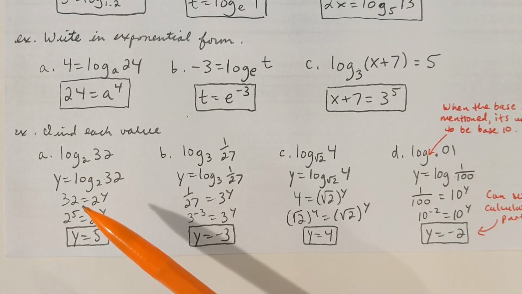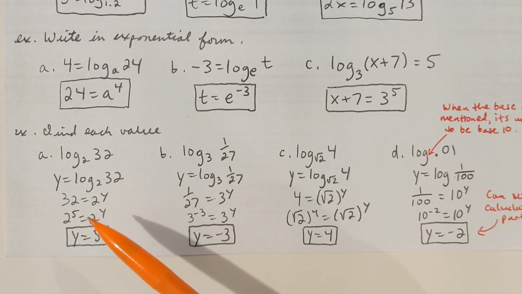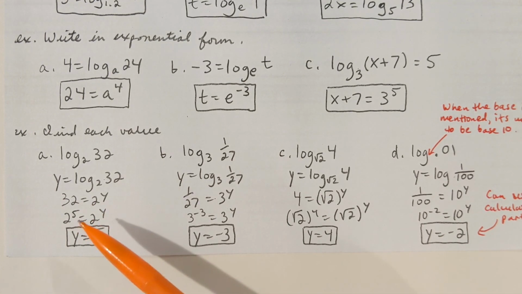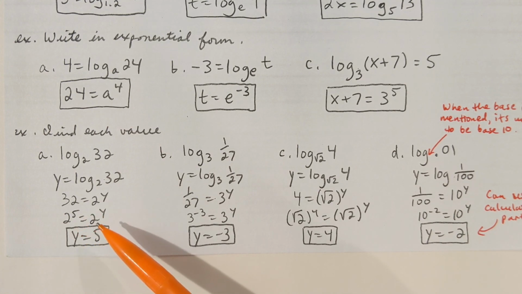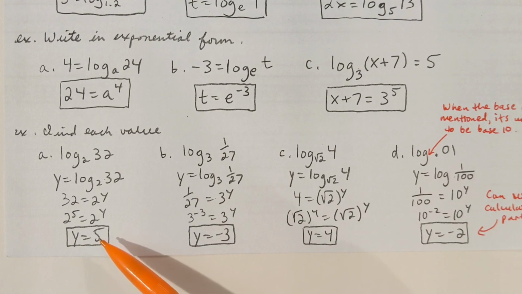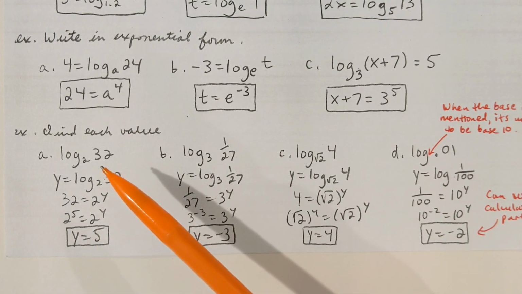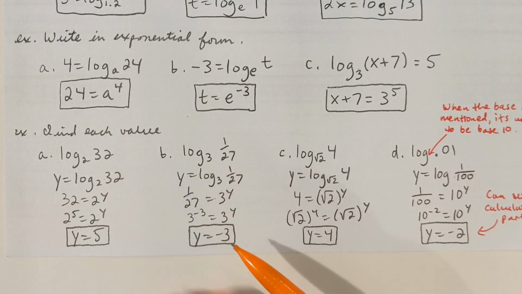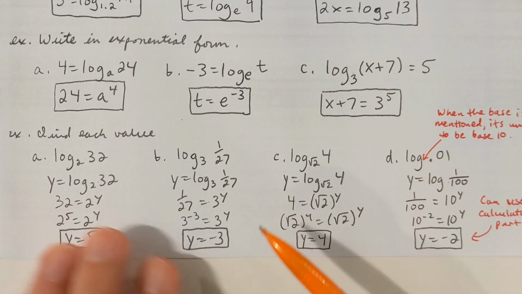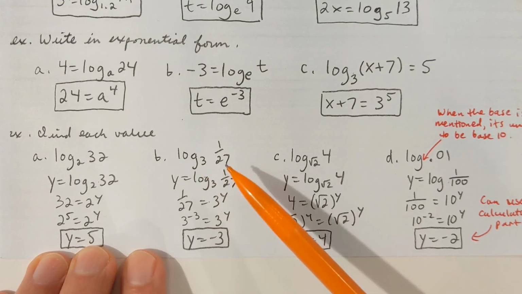Being an exponential form, I want to get the same base. I can do that here, base 2. 2 to the 5th is the same as 32, so if I replace 32 with 2 to the 5th, then remove the 2's, it looks like y is 5. Log base 2 of 32, that's equal to 5 then. These other ones are going to be similar here, so I want to find the value of log base 3 of 1/27.